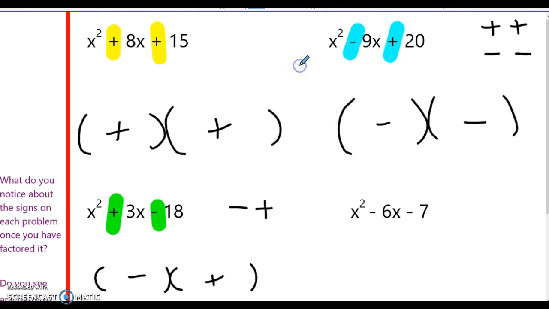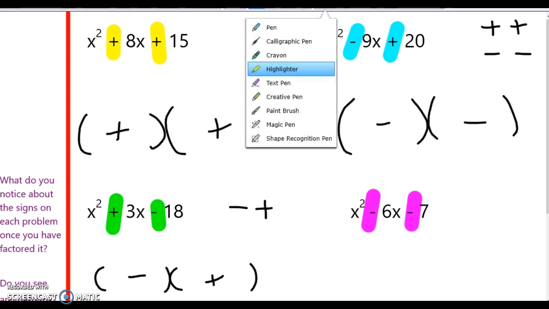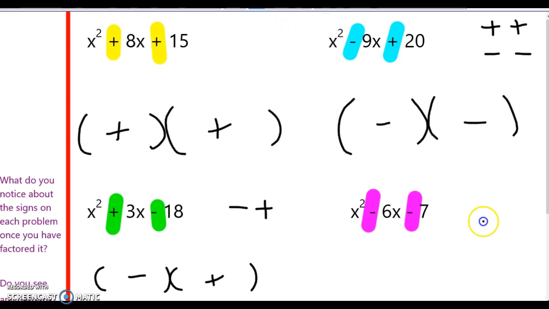Now this next one, I see another pattern. I see minus, minus. Well, how do you get a negative number by multiplying? Yeah, it's got to be a negative times a positive. So if you wanted to, you could just put the negative positive out right away. That might help you. If I do that, let's see.